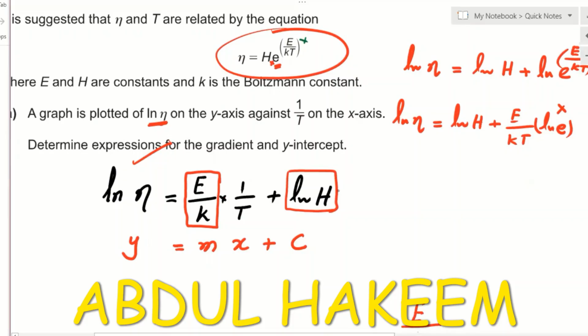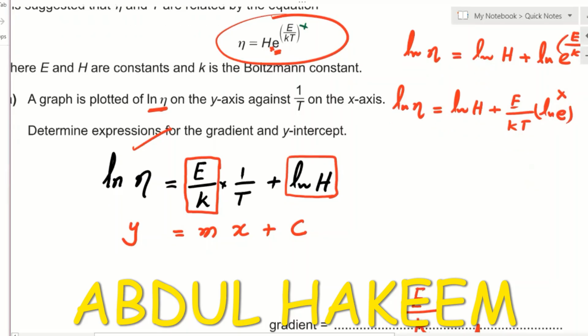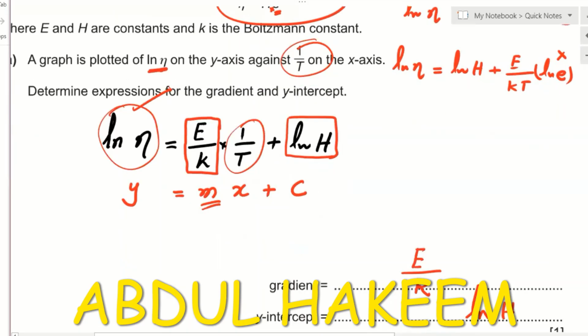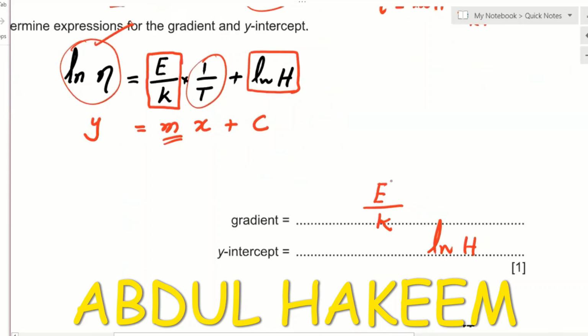So the equation becomes ln eta equals E divided by k into 1 over T plus ln H, by rearranging it. Now, when the equation is compared with y equals mx plus c, the 1 divided by T is required on the x-axis and ln eta on the y-axis. So E divided by k is the gradient, and ln H is the y-intercept. We write here E over k as the gradient, and ln capital H as the y-intercept. So this is the first part.